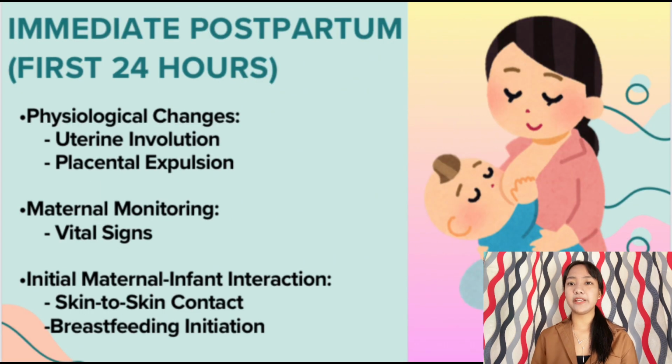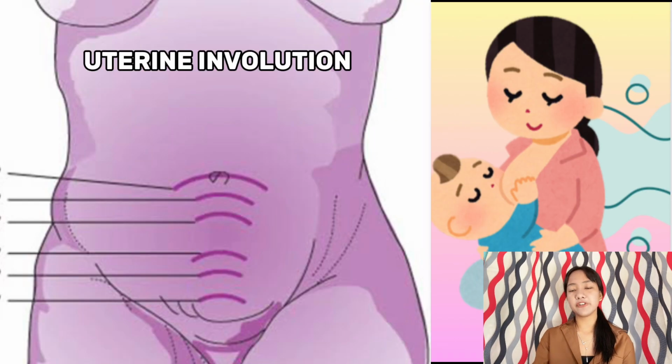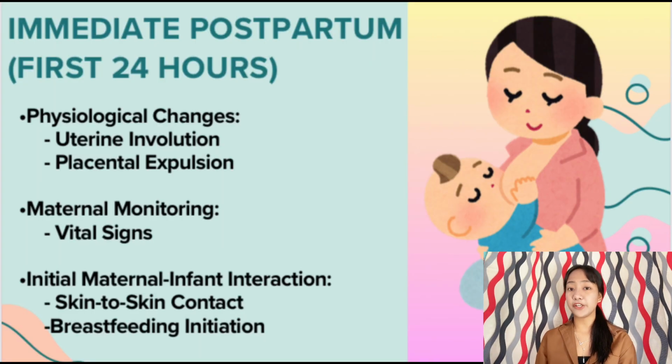To start with the immediate postpartum, this phase involves the first 24 hours after delivery. Physiological changes include uterine involution and placental expulsion, maternal monitoring like vital signs, and initial maternal-infant interaction like skin-to-skin contact and breastfeeding initiation. Physiological changes: uterine involution, the process of the uterus contracting and shrinking after the delivery to reduce bleeding and restore its pre-pregnancy size.